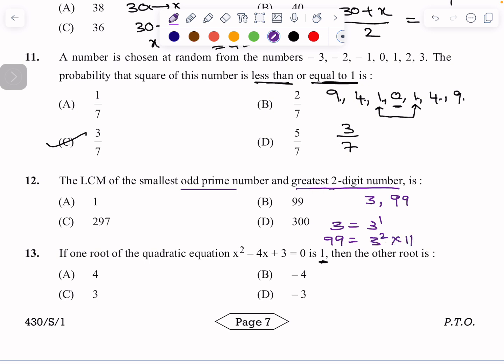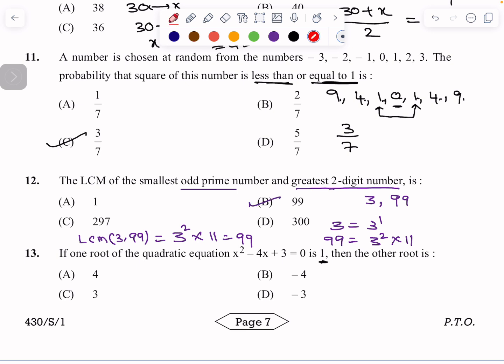Then the LCM of 3 comma 99. You take all the factors with the highest power. If it is a common factor, you have to consider the highest power. So which one is highest? In this, 3 square is the highest power. So you consider 3 square and 11. So the answer is 9 into 11, that is 99. So the answer is B here.